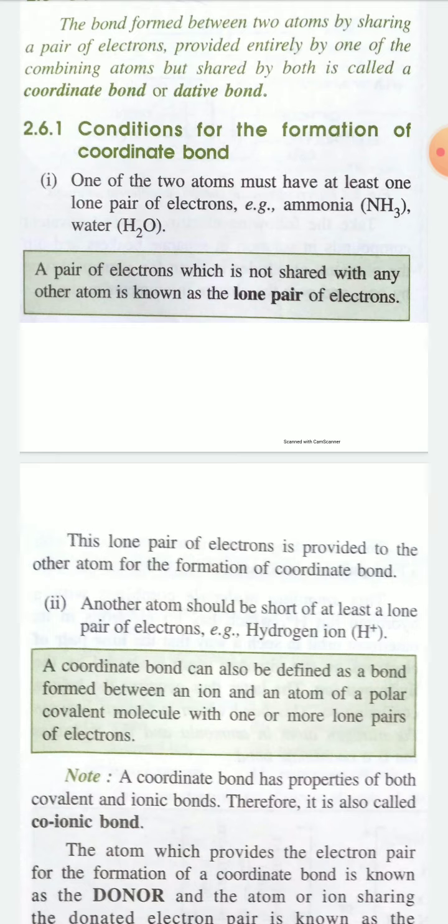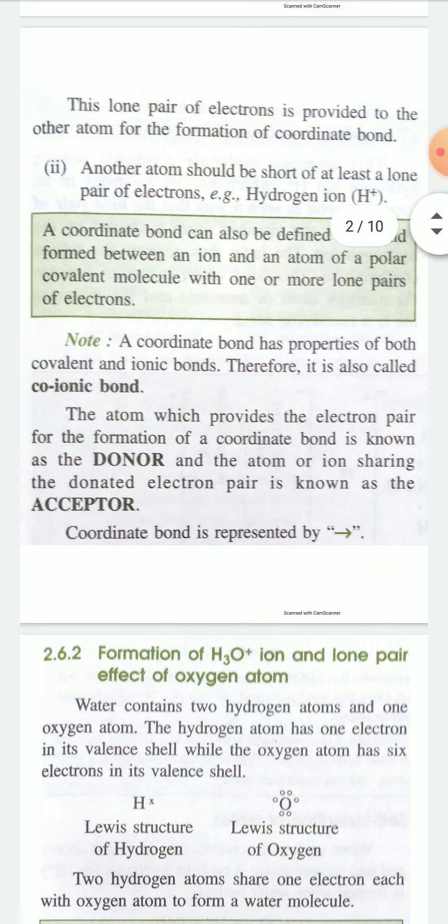Note: a coordinate bond has properties of both covalent and ionic bonds. Therefore, it is also called a covalent-ionic bond.